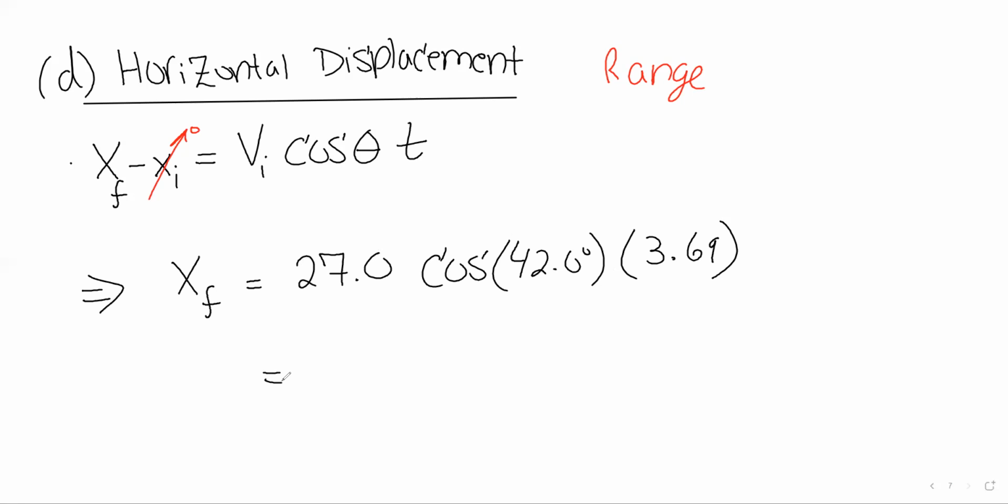So the range should be cosine 42 times 27 times 3.69. So the object moves about 74.0 meters to the right.